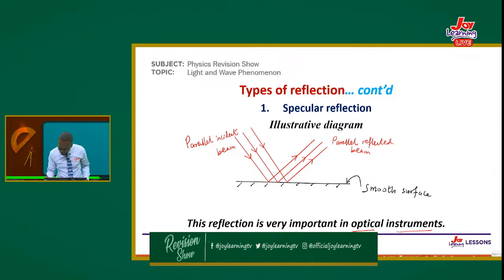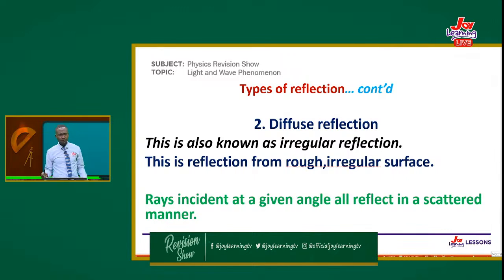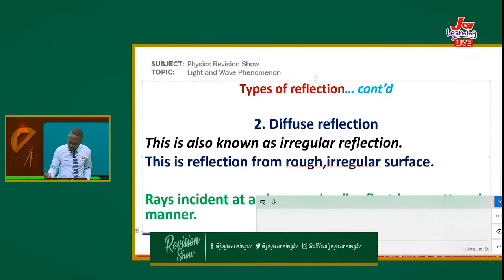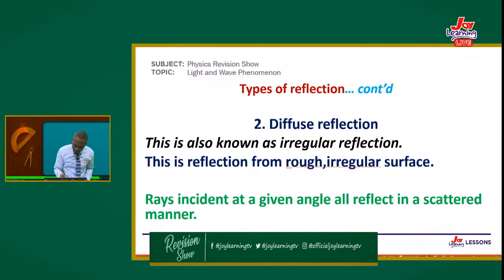All right, we can go ahead and look at the next one, which is the diffuse reflection. In diffuse reflection, we have the rays incident on a rough surface, or irregular surface. So it is also called irregular reflection. So somebody can say diffuse reflection or irregular reflection. Here, the rays are incident at a given angle, but at the end of the day, when they are reflected, they scatter. So you have the rays incident at an angle on a rough surface, but the surface reflects them in a scattered manner. Then we say there is diffuse reflection.